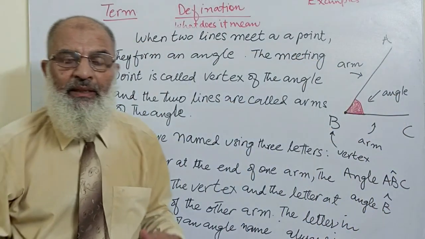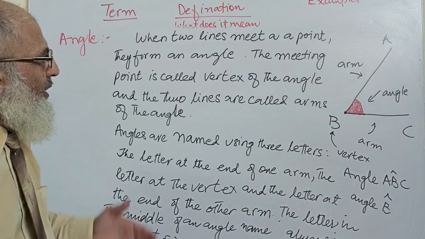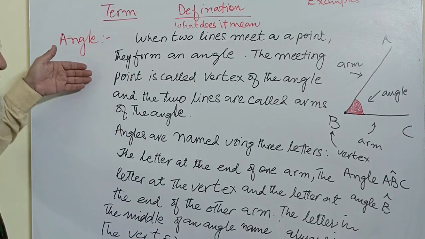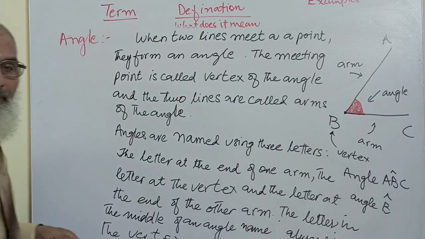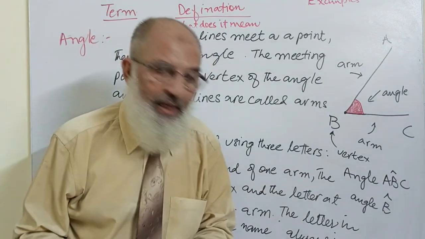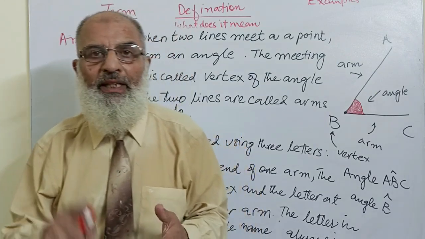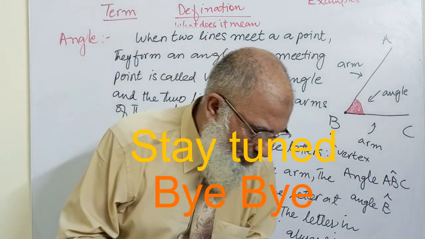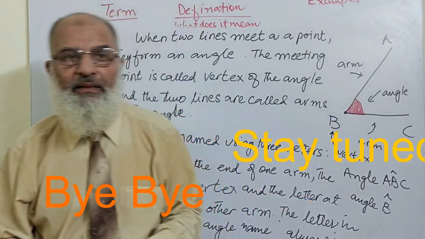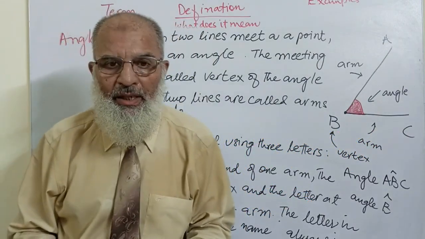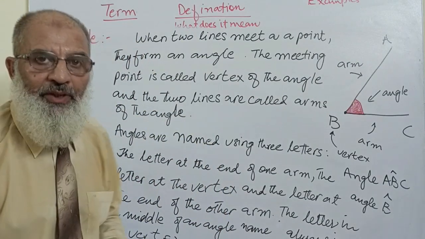In the following lecture, we will be studying the types of angles. What are the types of angles? They are perpendicular angle, right angle, obtuse angle, reflex angle, straight angle, and many more.